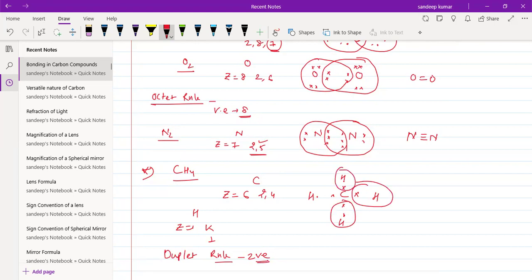Let's see. What about carbon? Carbon has 4, right? So it needs another 4 electrons. One from each of the four hydrogens. Between carbon and hydrogen, one pair of electrons is shared in each bond: one here, one here, one here, one here. So CH4 is called methane.